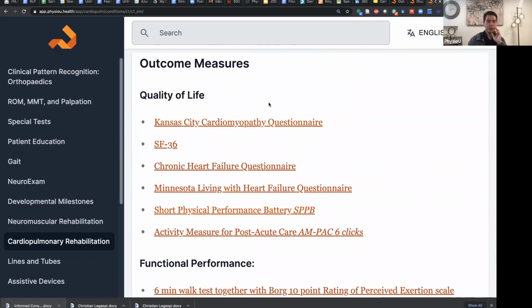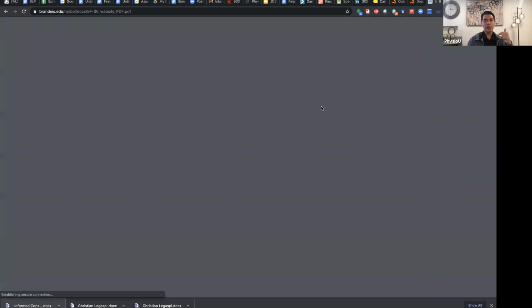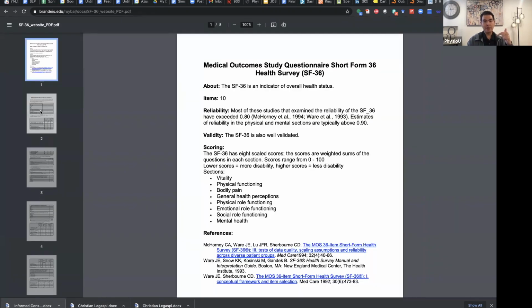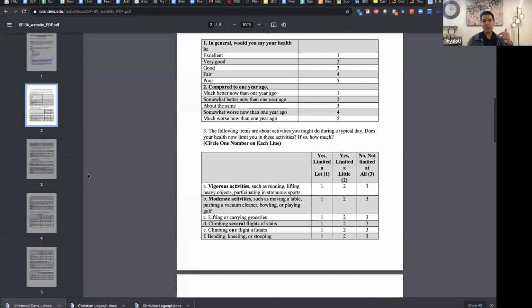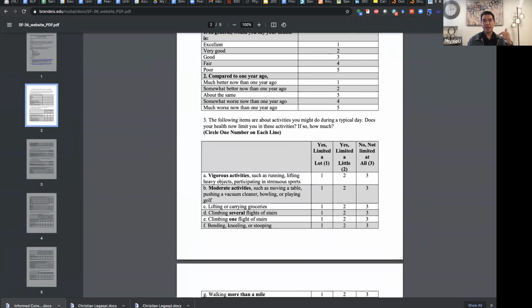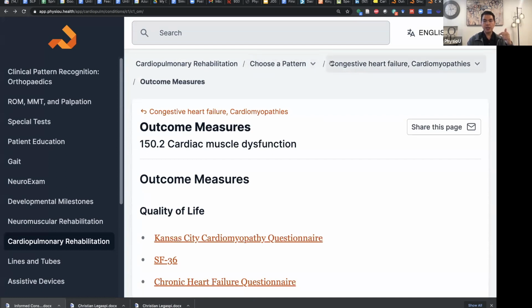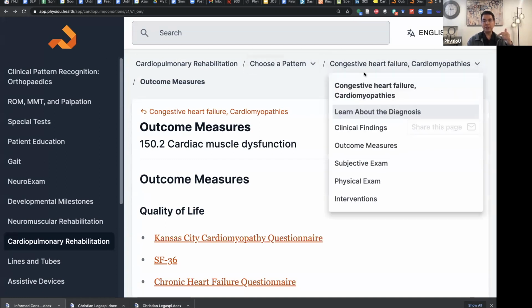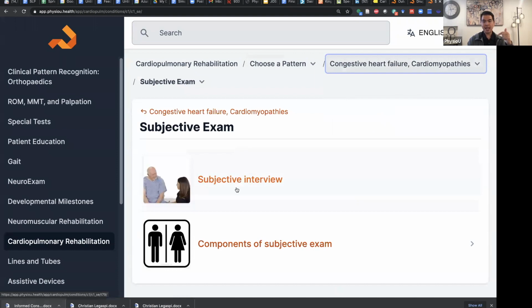And you can see here too, we tried in the orthopedic app as well as in the cardiopulmonary app, what are the common outcome measures that are relevant for this condition? Wherever possible, we would hyperlink these directly to something available on the web to make it easy for you to access, right?